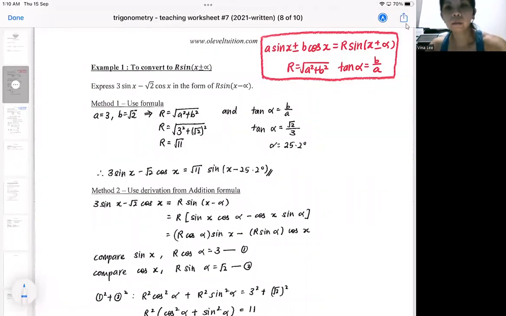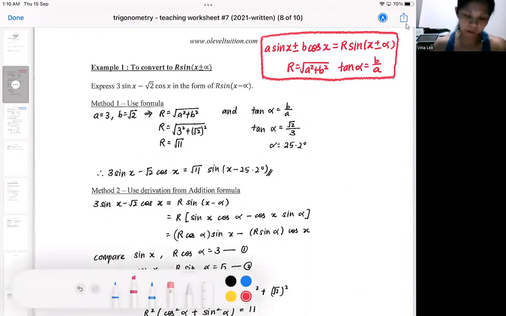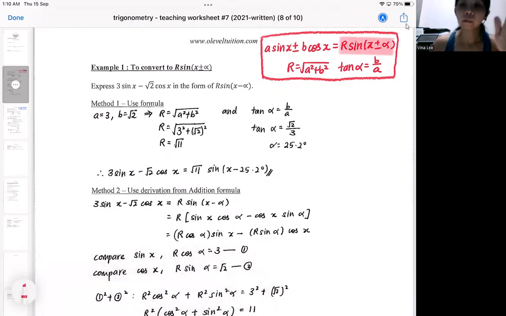So there are two R formulas to convert. The first R formula is the one for sine. So R formula for sine function. I'm going to call this the R formula for sine function. So when do you use the R formula for sine function? You use it when sine x comes first, then cosine x.